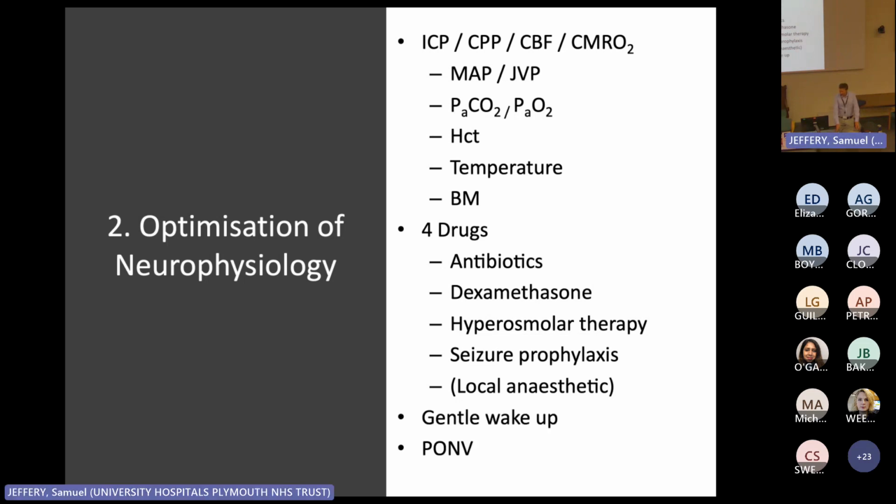And then the obvious things: the gentle wake up and management of post-operative nausea and vomiting, which actually with modern anaesthetics isn't really too much of a problem.